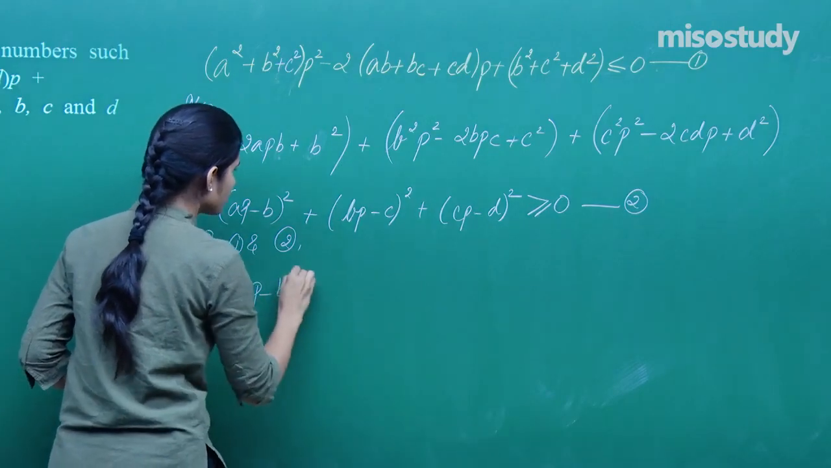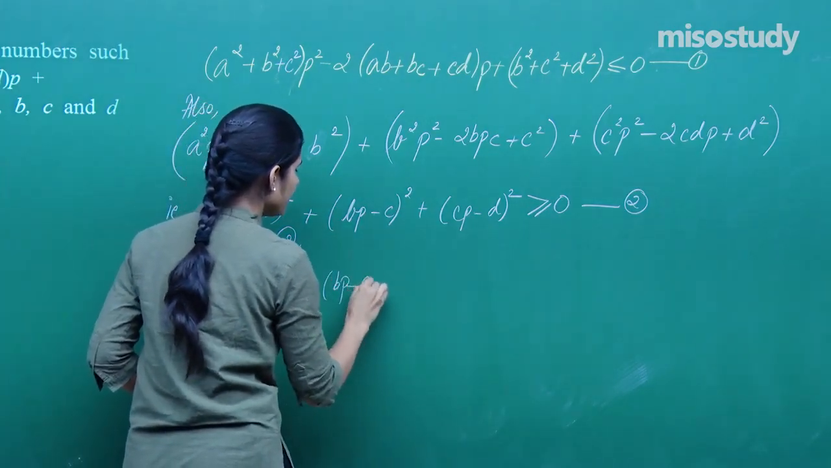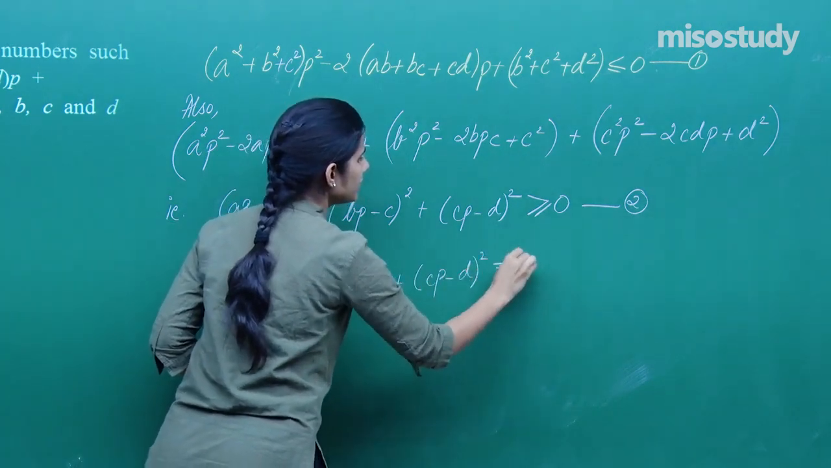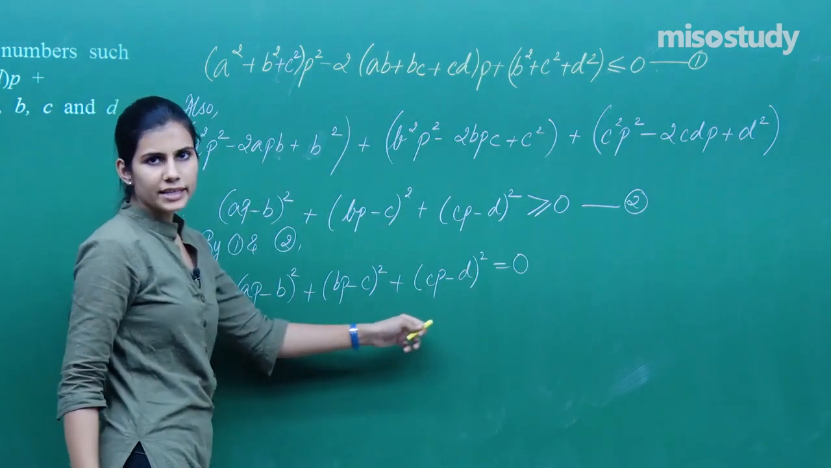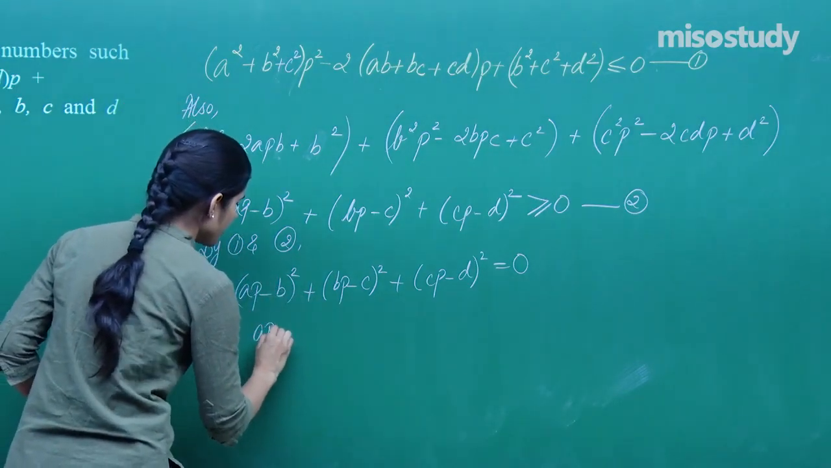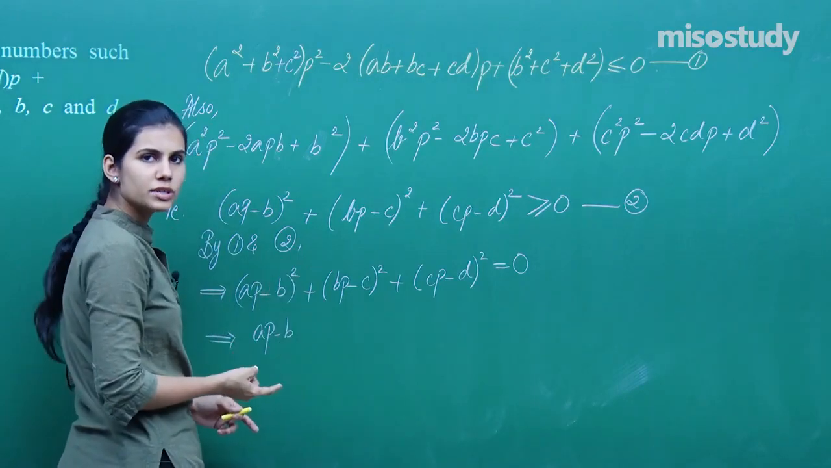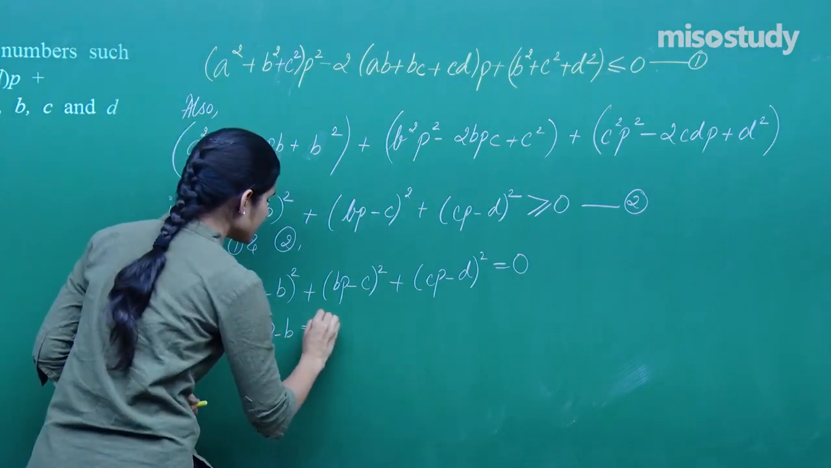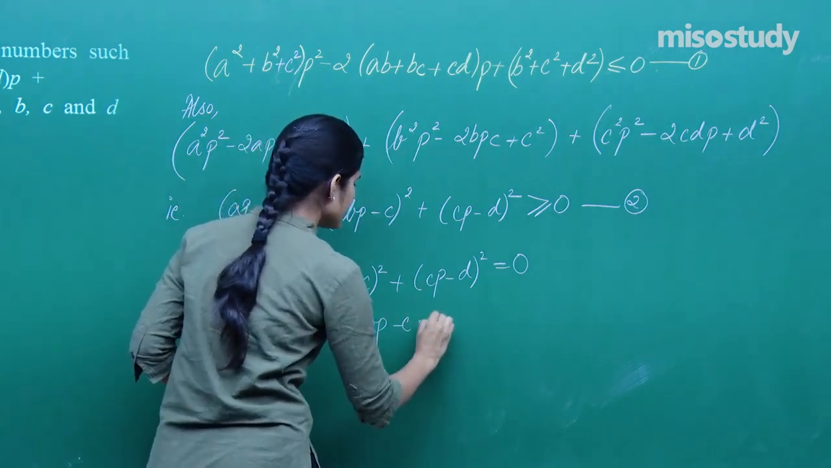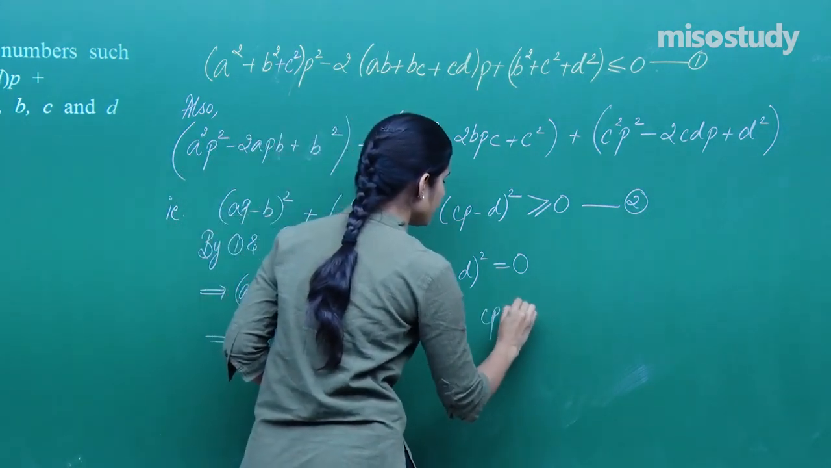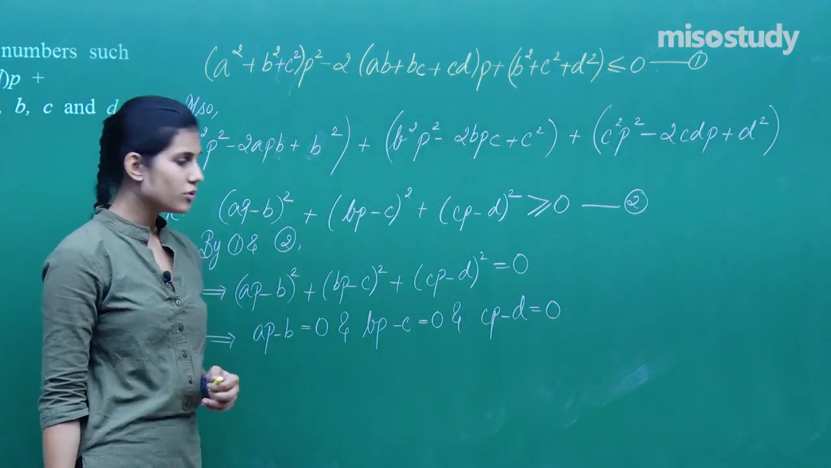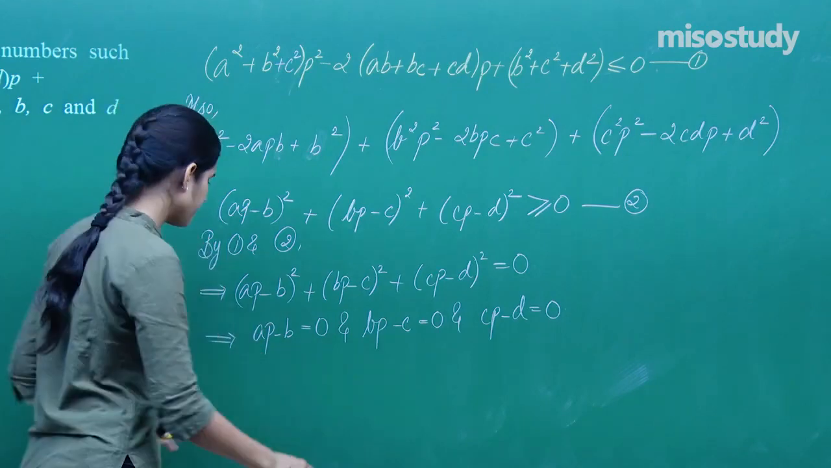This expression is nothing but AP minus B whole square plus BP minus C whole square plus CP minus D whole square is equal to 0. Sum of 3 non-negative terms is equal to 0 if and only if each of these terms is equal to 0. That means AP minus B whole square is equal to 0, which is only possible when AP minus B is equal to 0 and BP minus C is equal to 0 and CP minus D is equal to 0. Square of a real number is 0 if and only if that real number itself is 0.